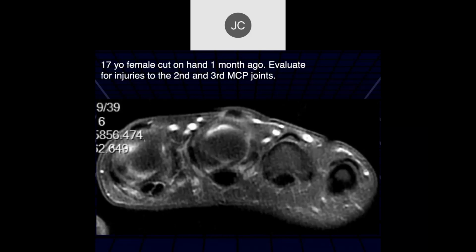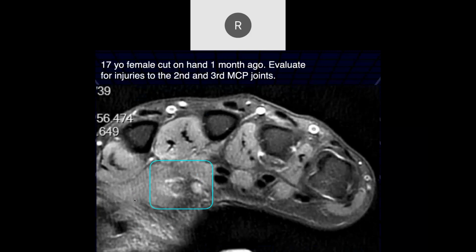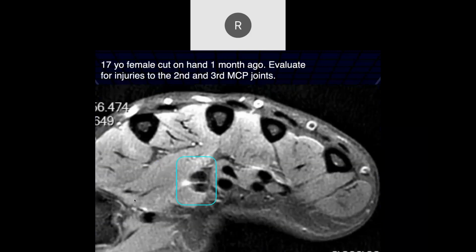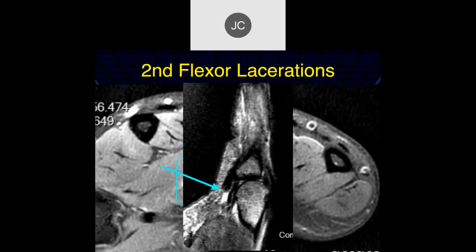So we have a 17-year-old female, cut on hand 1 month ago. Evaluate for injuries to the second and third MCP joints. Looking at the flexor tendons of the second digit, it looks like there's a split there. And right there it looks like it's completely torn and retracted. And there it is again. And then here you can see the tear, and there's proximal retraction of the proximal fragment due to laceration.